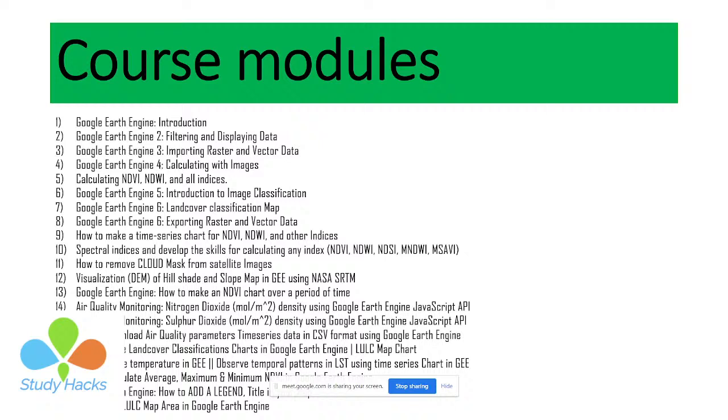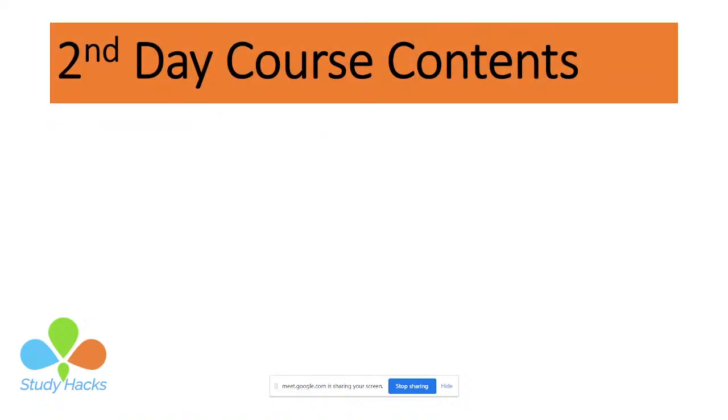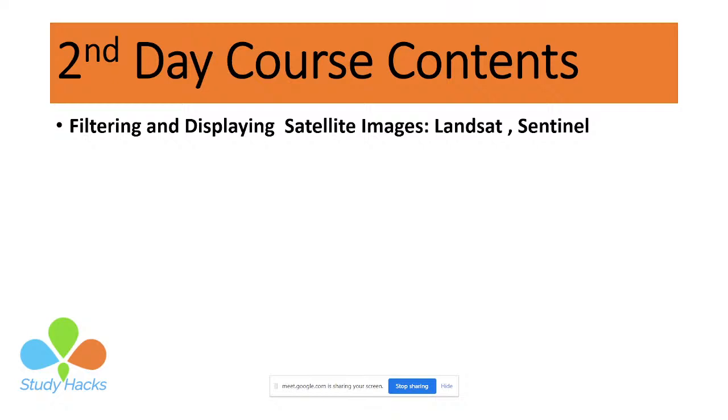Today is our second day, and in this second day I will discuss how you can easily filter and display satellite images, Landsat or Sentinel. When you want to make NDVI or NDWI or any indices, first of all you need to filter and display the satellite image. Then you can select your specific band, and then you can easily calculate any indices using this band. That's why first of all we should know how to filter and display satellite images using Landsat or Sentinel imagery.